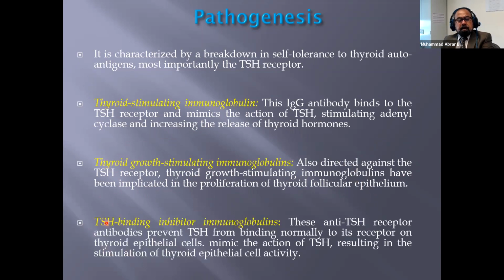The third one is TSH binding inhibitor immunoglobulin. They cause inhibition of TSH binding. So they are anti-TSH receptor antibodies that prevent TSH from binding normally to the receptor on the epithelium, yet mimic the action of TSH. Although they are not allowing TSH to bind there, they mimic TSH activity, resulting in stimulation of the thyroid epithelium to become more active. So all three antibodies are basically increasing the activity of the thyroid gland.